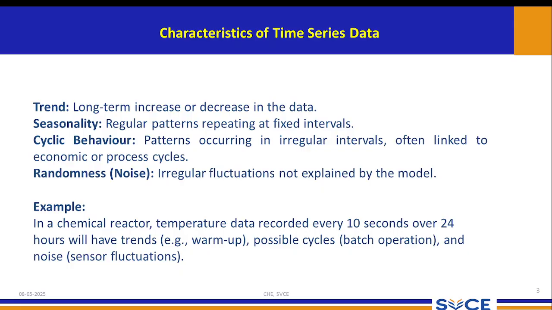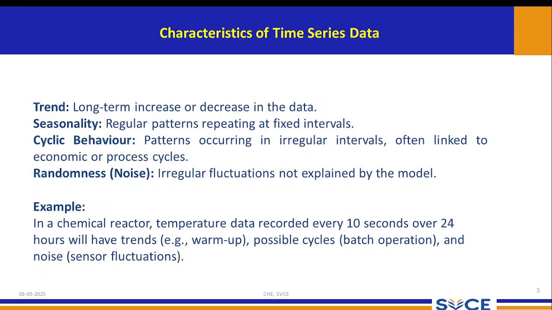So that's the advantage of having a time series analysis. What are the characteristics of time series data? Trend, seasonality, cyclic behavior, randomness. What is trend? Long term increase or decrease in the data. Let's say I have given the example of a batch reactor with respect to time. By keeping a sensor inside it, I am measuring the temperature every 10 seconds. So whether my temperature is increasing over the long term, or whether the temperature is decreasing.